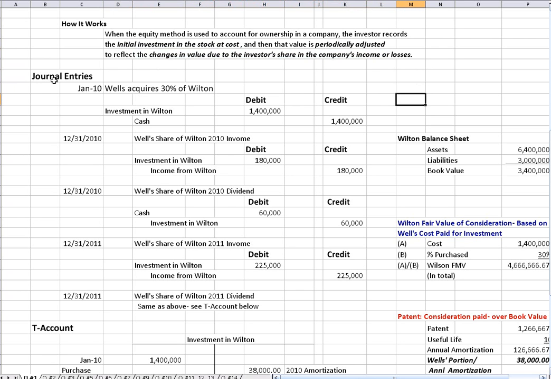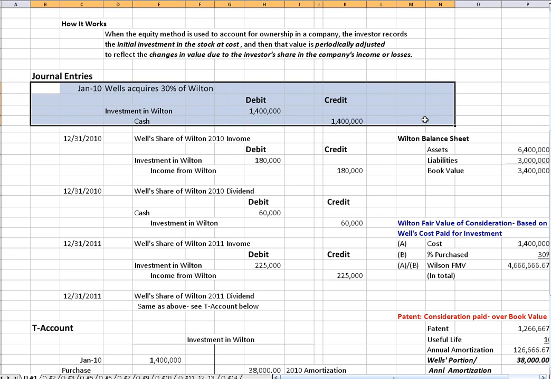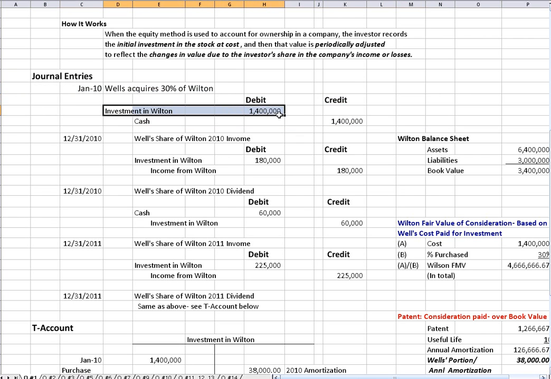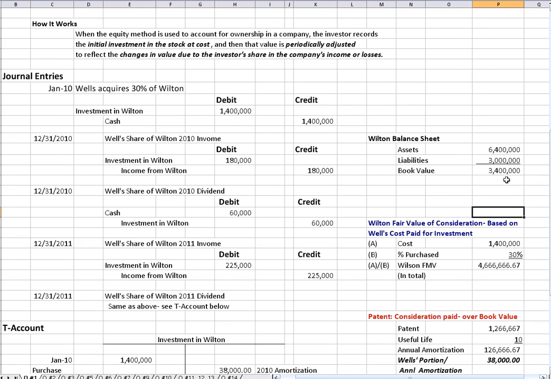So we start off with January 2010, parent Wells buys 30% of the sub. So we create an asset account called Investment in Wilson, and we pay cash, credit. Now, I pointed out a few minutes ago that Wilson's balance sheet was given, we were given assets and liabilities, so we can figure out the book value, the difference between the two. Blue minus green. So the book value being paid for is $3.4 million. However, Wells only buys 30%, and they pay $1.4 million.